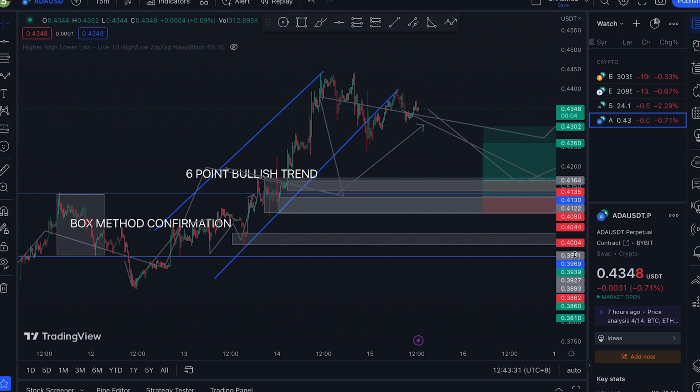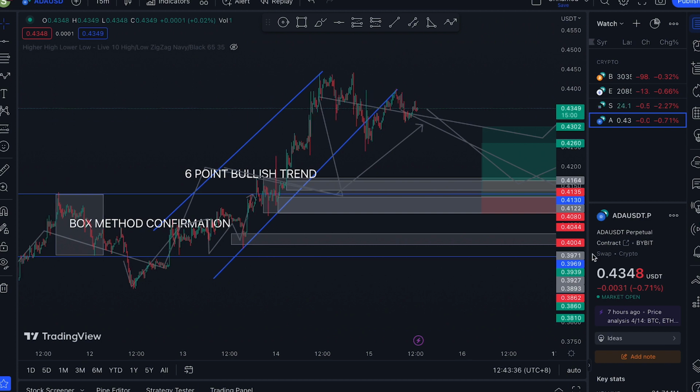Then of course, once it breaks structure, very tight stop loss, and then you're out. That's a little step-by-step process of how I do my trades, just so you guys would know. But always keep in mind, this is not financial advice, and I will be ending the video here today. I hope you guys enjoyed.